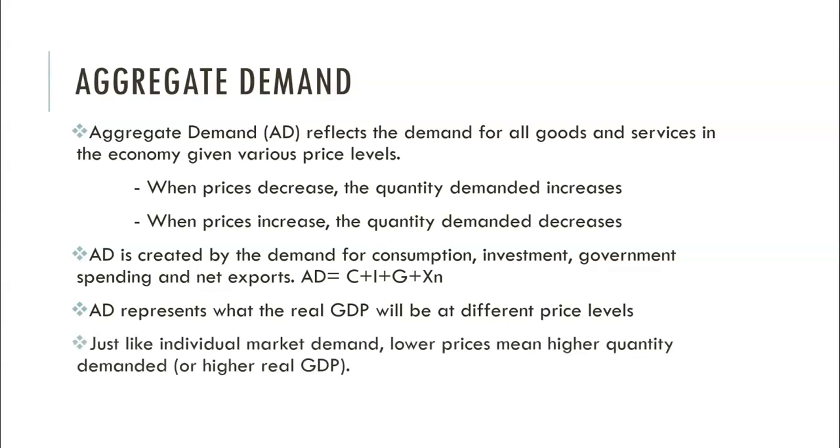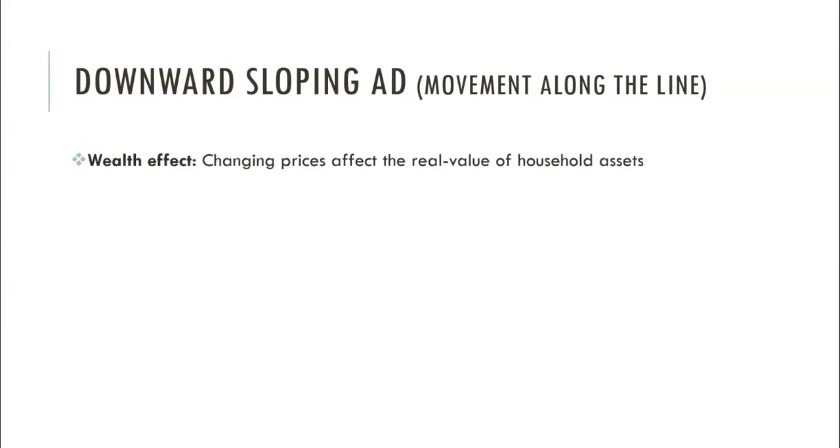So just like in an individual market, lower prices mean higher quantity or higher real GDP. And in this case, because aggregate demand is the total for all goods and services in the economy, the quantity demanded is directly linked to the real GDP. So you could say as the price drops, the real GDP increases, or as prices go up, real GDP goes down. So we're going to have a downward sloping aggregate demand curve, meaning as prices change, the quantity demanded or the real GDP goes up or down.